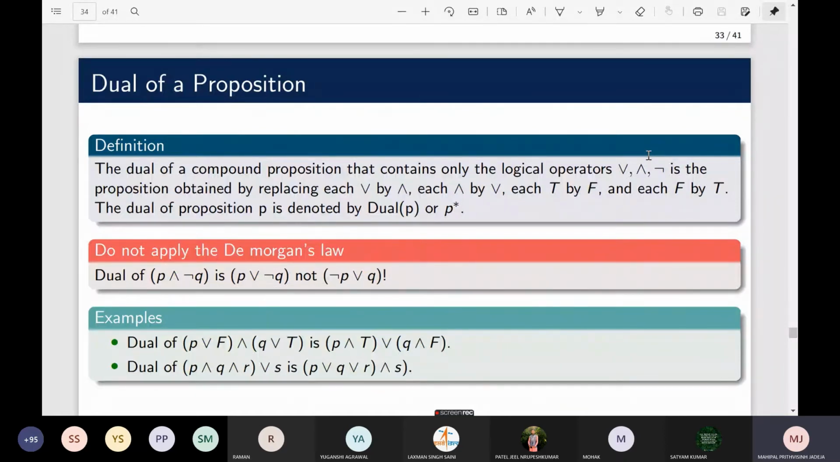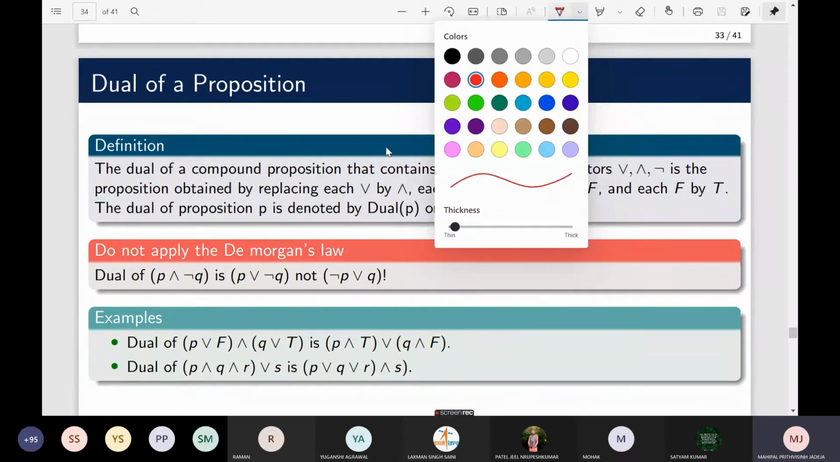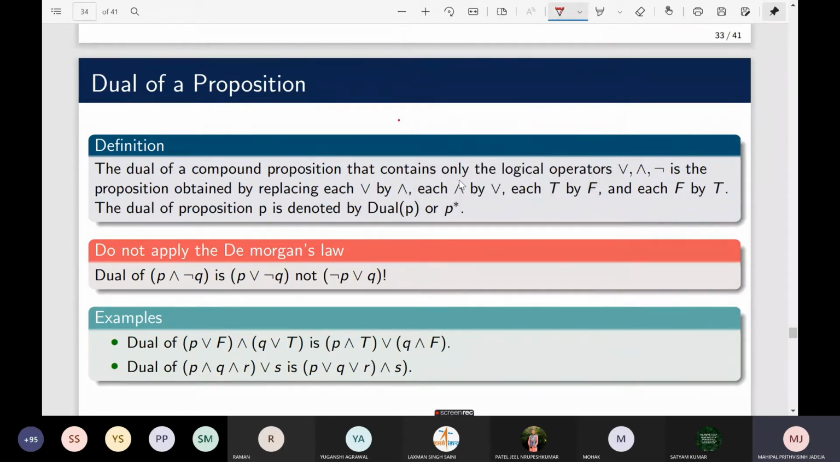So let's start with the definition of dual of a proposition. Okay, so what is dual of a given proposition? The idea is the dual of a compound proposition that contains only the logical operators disjunction, conjunction, and negation is the proposition obtained by replacing each disjunction with conjunction, each conjunction with disjunction, each true value by false, and each false value by true value.